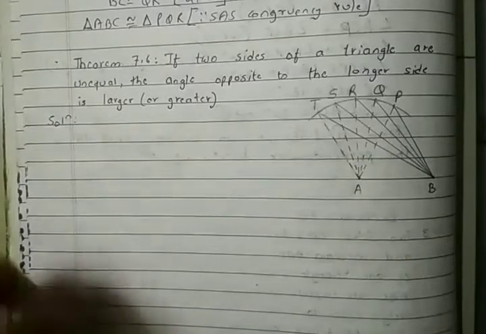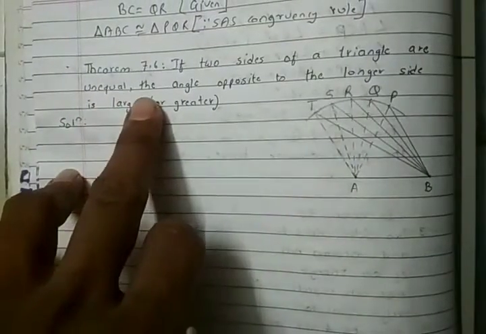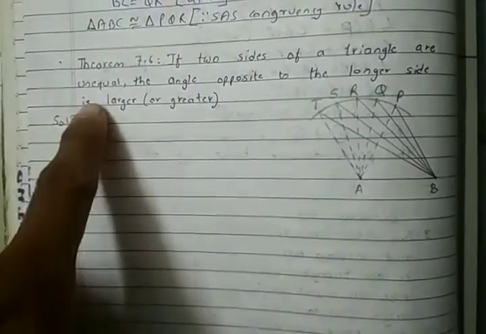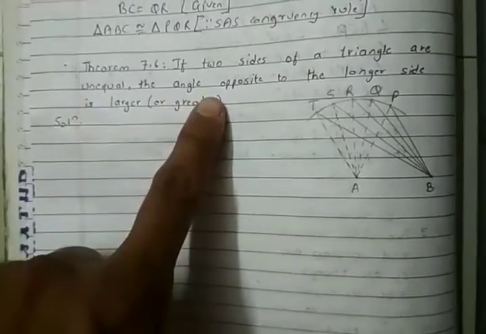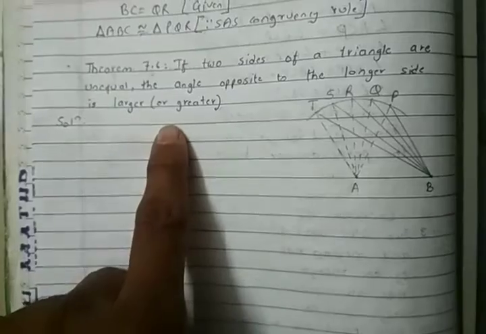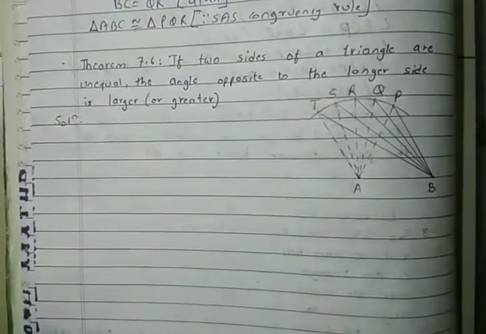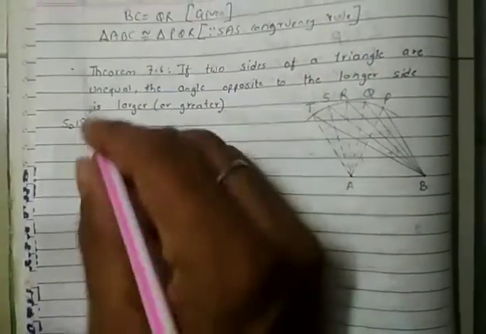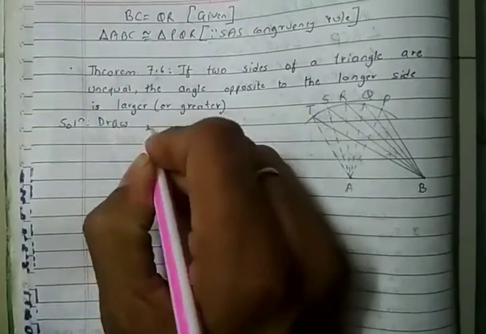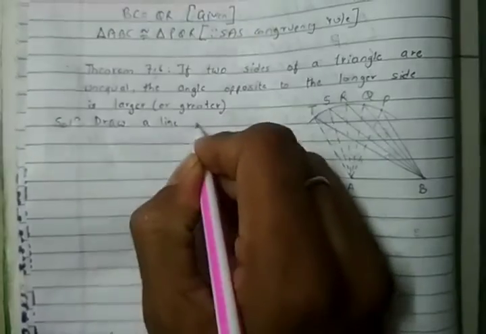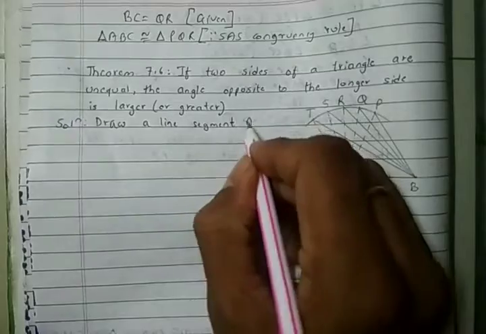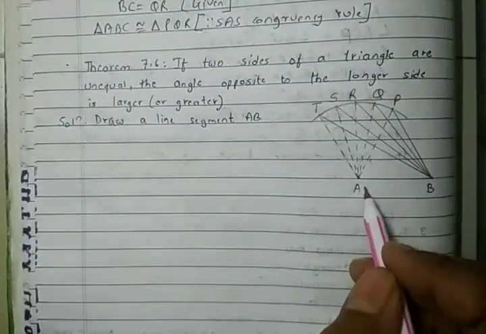Now let's prove theorem 7.6. What does it say? If two sides of a triangle are unequal, the angle opposite to the longer side is larger, or you can say greater. So how will we solve this? First, we will draw a line segment AB. Here I have drawn it for you, AB.